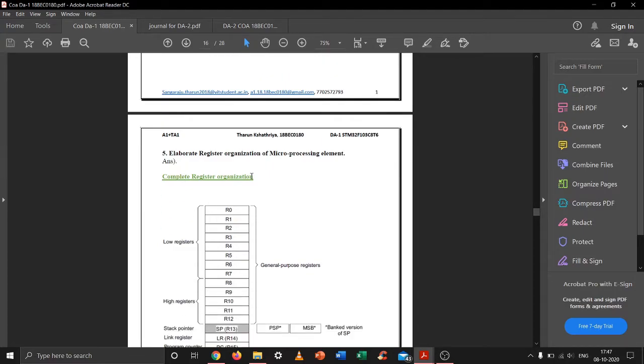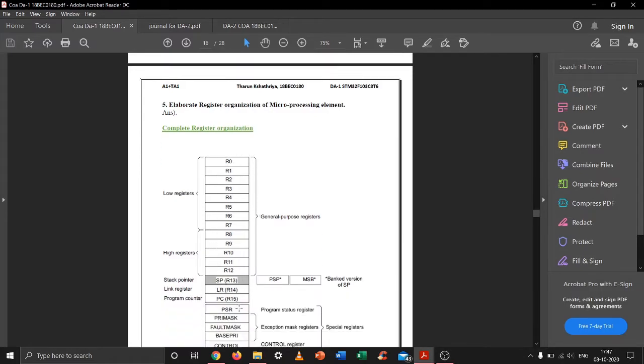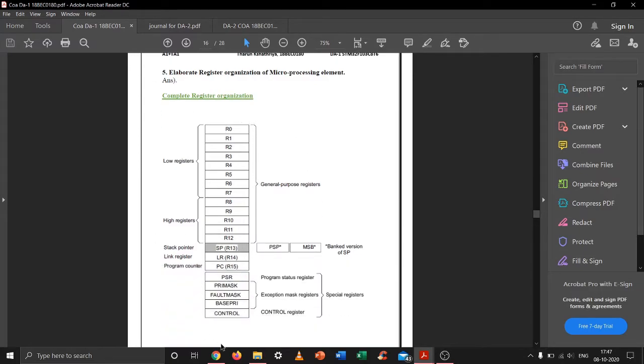Elaborate the register organization of the microprocessing element. Here we need to discuss the register organization. Here is the clear diagram of register organization. We can see there are two types of registers, low registers and high registers. From R0 to R7 are low registers, and from R8 to R12 are high registers. The total of low and high registers we can call general purpose registers.